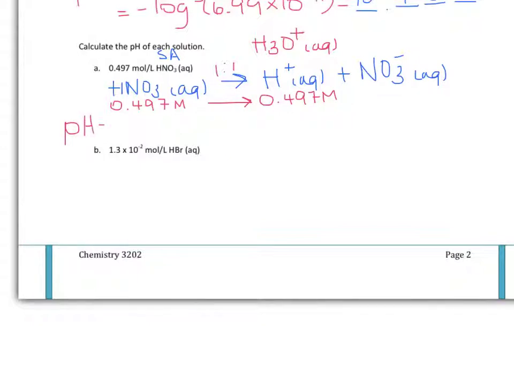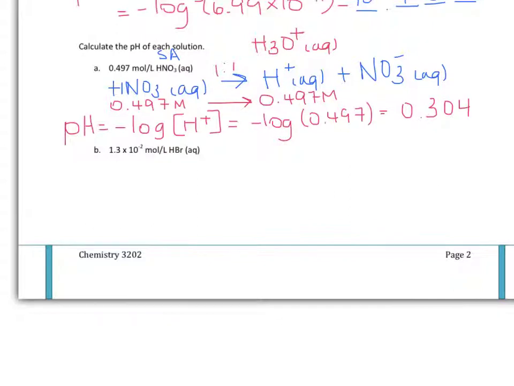So pH is equal to negative log, in this case, of H positive. So it's going to be negative log of 0.497. Again, ask yourself, how many significant figures does the concentration have? And you should see that it has 3 significant figures. Therefore, your answer should have 3 decimal places, and that would be 0.304.